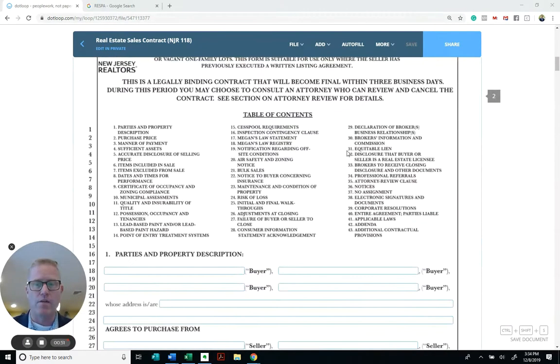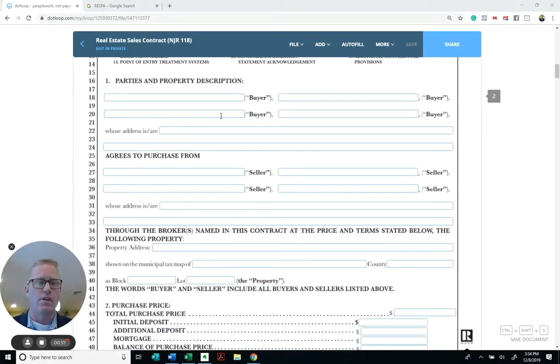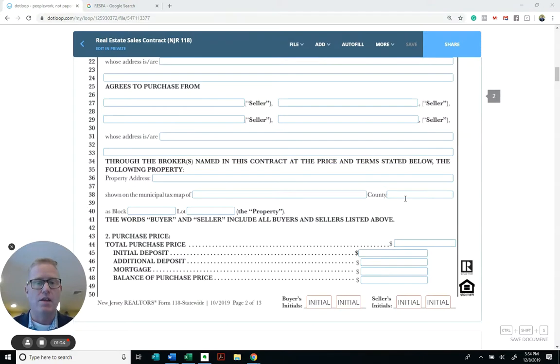As we move down through the rest of the agreement, it basically tells you the table of contents and then establishes who the parties are that the agreement is between. So this would be the buyers and the sellers with their addresses, as well as the target address, the county, and the block and lot of the property. All of this should be filled out by your real estate agent. You are just going to review it.